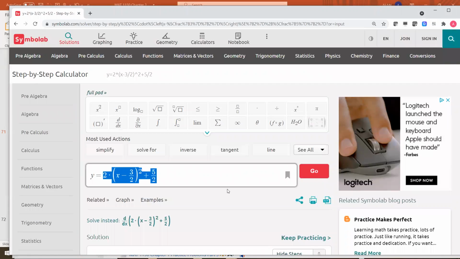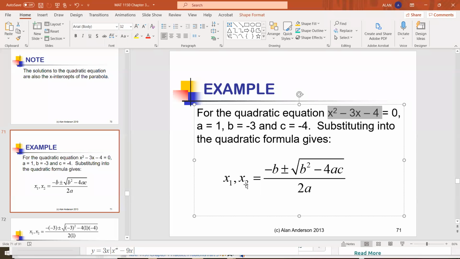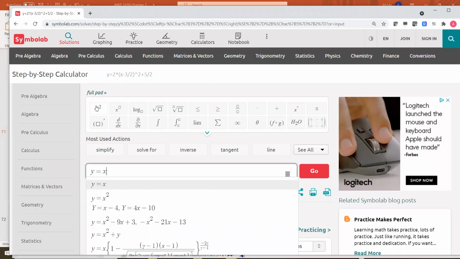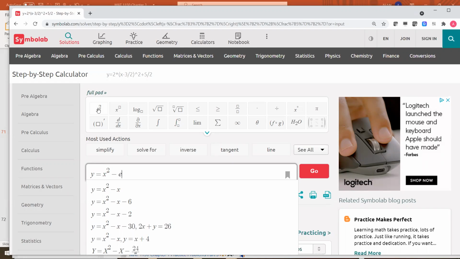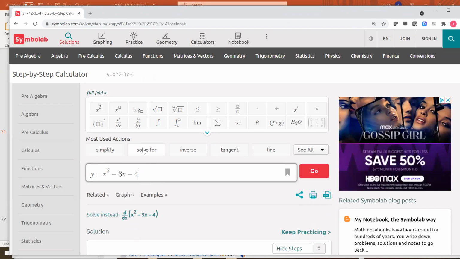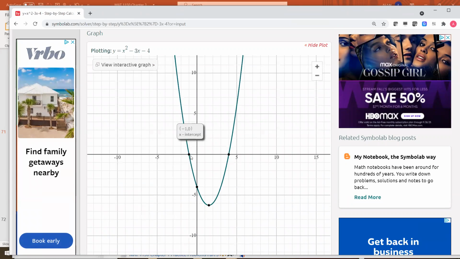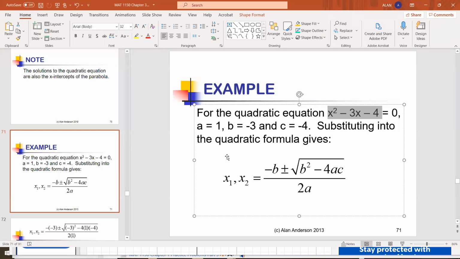And so you'll be able to visually see right away what's going on. What is it? 3x squared minus 3x minus 4. So we'll graph this, and we'll be able to see from the graph what the solutions are. All right, one of them is -1, okay, and the other one is +4. All right, so we know in advance that the solutions are -1 and 4, just by looking at the graph.